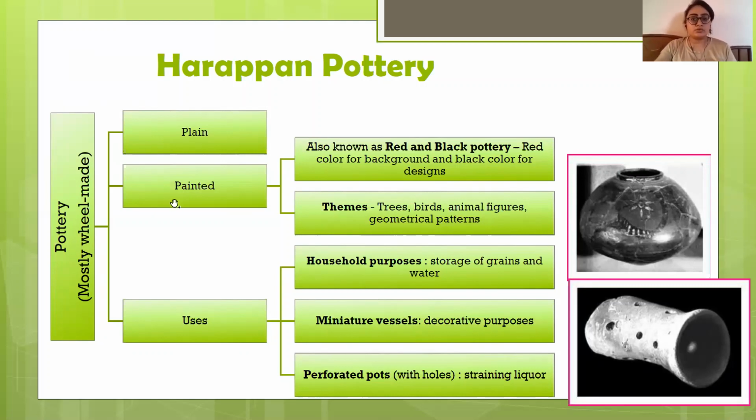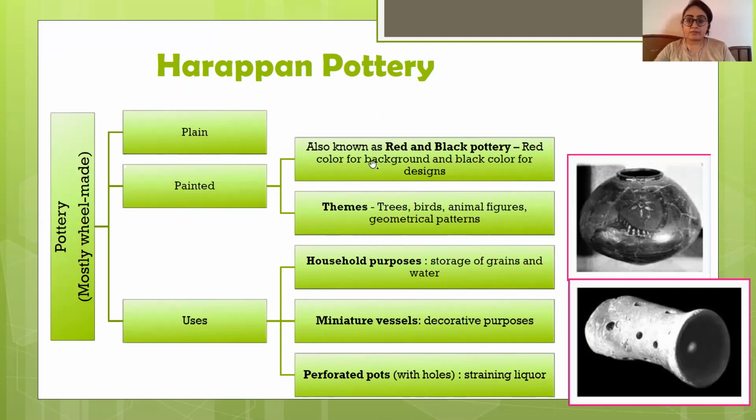So we have two types, plain and painted. Plain of course will not have any features, plain pottery is plain pottery. We do have some features of the painted pottery. So the painted pottery is also known as red and black pottery.